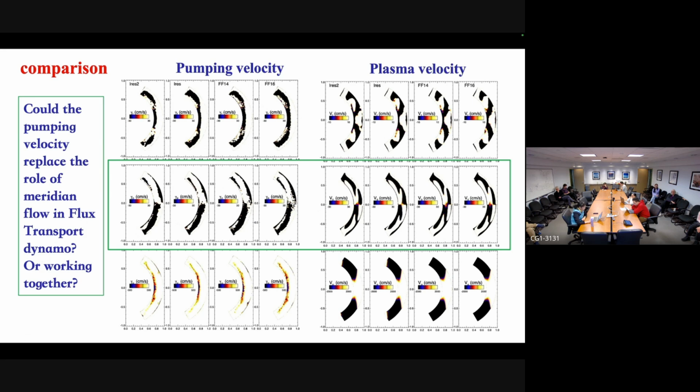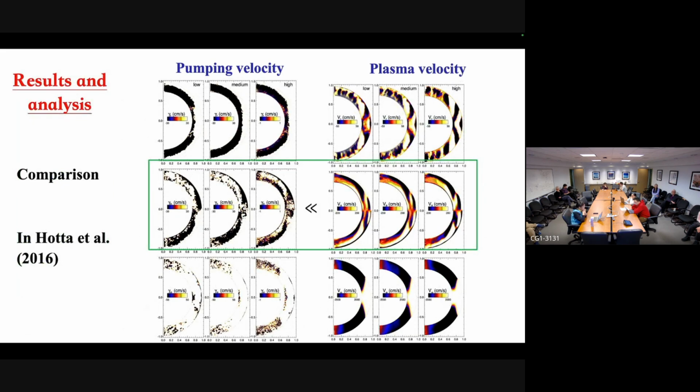But the story may not be that simple, because I also calculated the pumping velocity in this ultrasound data, and again it shows this nice circulation. But the difference is that their pumping velocity is very small. It's much smaller than the meridional flow velocity. So that means it's not likely for the pumping velocity to work for the flux transport model in their simulation. So that's the question. I'm not sure yet.